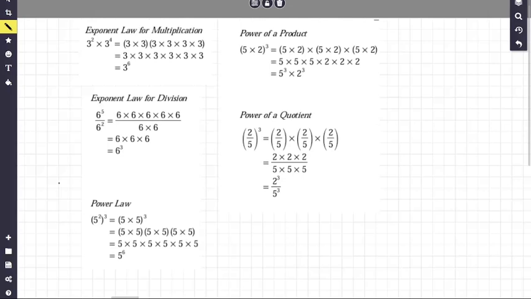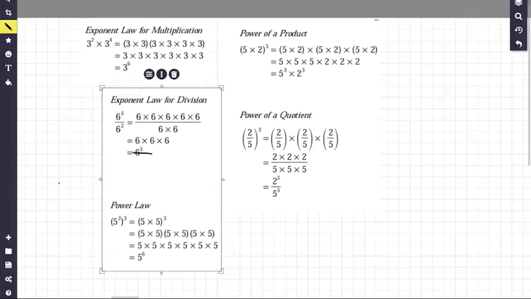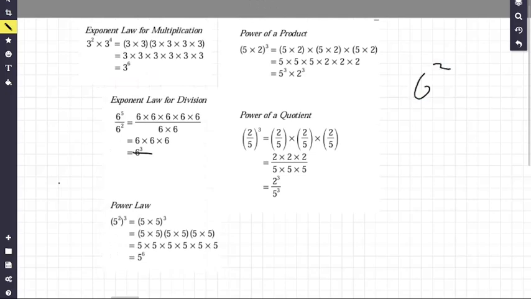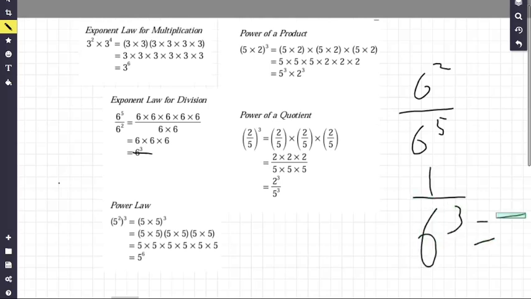Now, division is even simpler. Multiplication is the addition of the exponents, while division is the subtraction of the exponents. So when we have 6 to the power of 5 over 6 to the power of 2, we get 6 to the power of 3. However, when we have 6 to the power of 2 over 6 to the power of 5, what do we do in this case? We still do 5 minus 2, but now it's going to be 1 over 6 to the 3, which is 1 over 216, for those that want to know the answer.